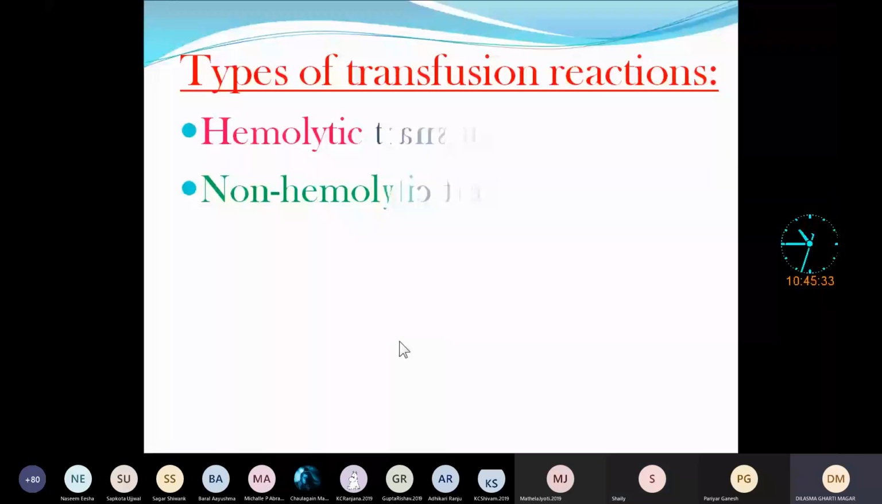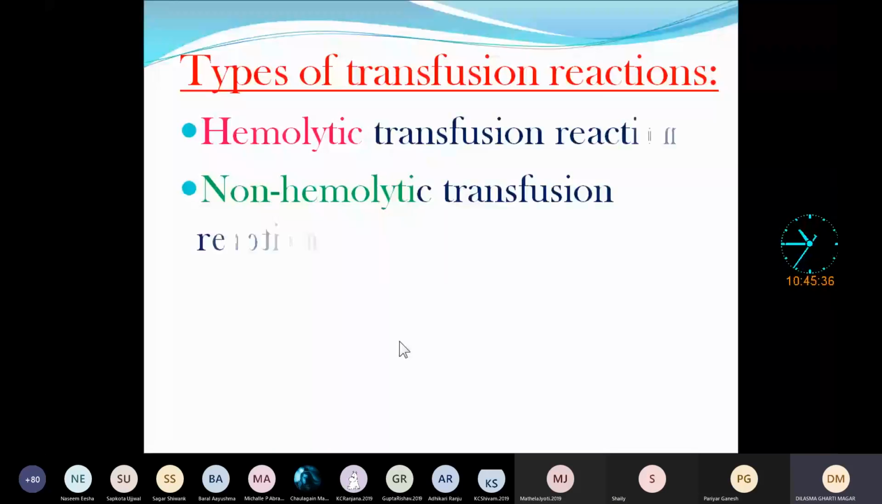So under the types of blood transfusion reactions, there are 2 types. One is the hemolytic transfusion reaction, and another one is the non-hemolytic transfusion reaction. Hemolytic transfusion reaction means whenever the RBCs are lysed, that time, please mute your mic.